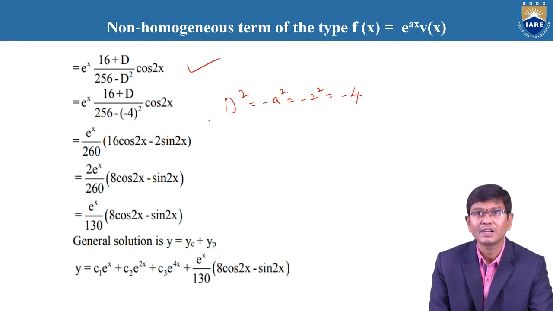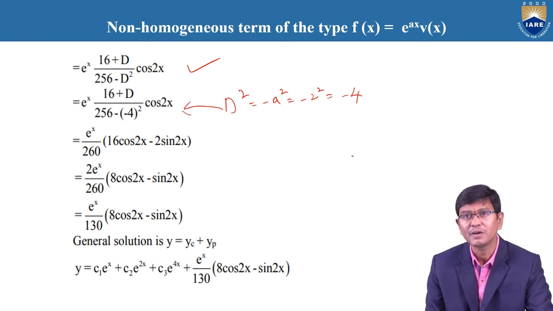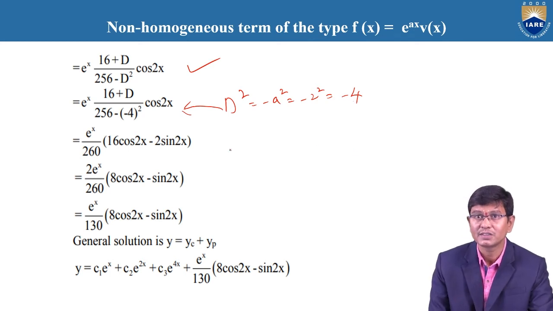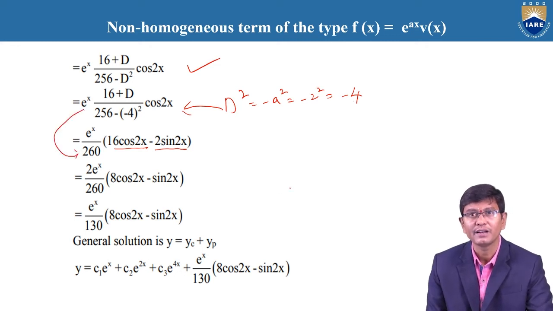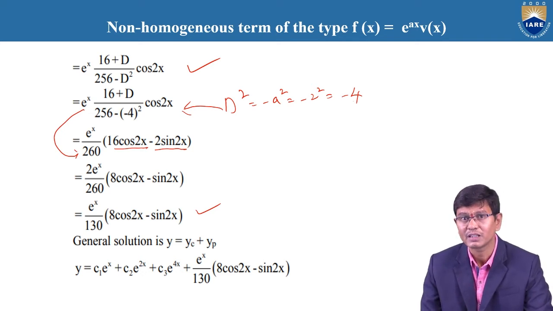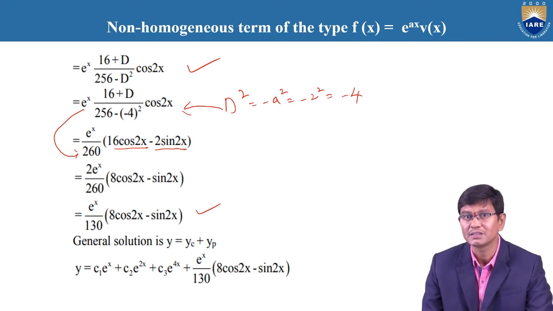Therefore, after replacing D square, we obtain this case. And the numerator is e power x into 16 plus D into cos 2x. Therefore, 16 into cos 2x is 16 cos 2x, plus D into cos 2x, which is minus 2 sin 2x. The denominator after simplification is 260. In the numerator, 2 is a common factor, and in the denominator the 2 can be cancelled. Therefore, e power x by 130 into 8 cos 2x minus sin 2x.